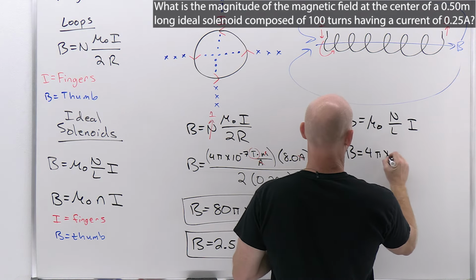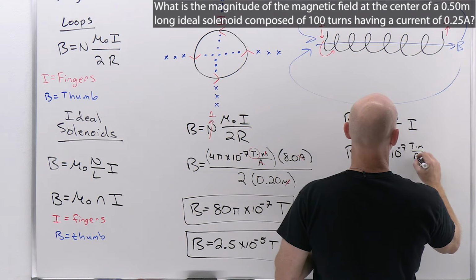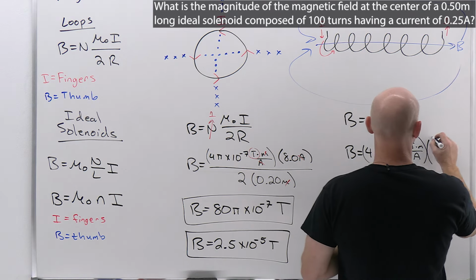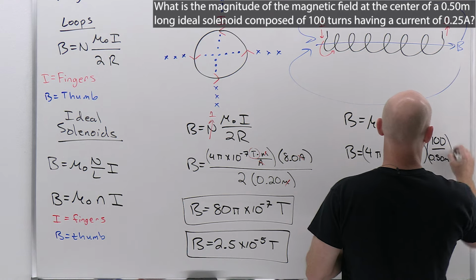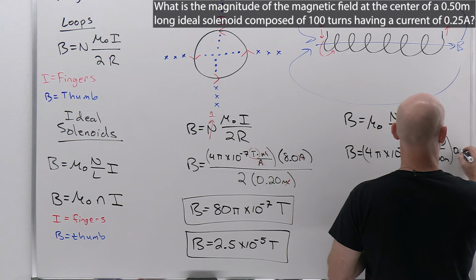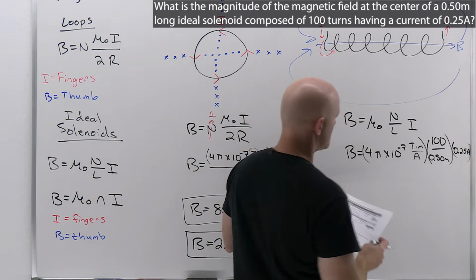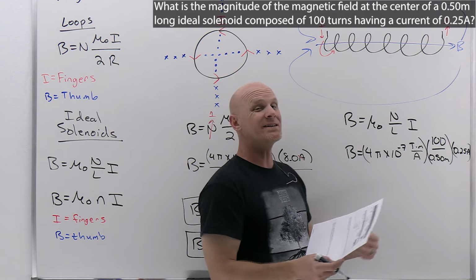And again, mu naught is 4 pi times 10 to the negative 7, and again, that's Tesla meters per amp. Multiply that by N over L, which is 100 turns over a length of 0.50 meters, and then times a current of 0.25 amps. I'm running out of room there. We'll squeeze it in. And in this case, again, I chose the numbers to make it a little bit nice.